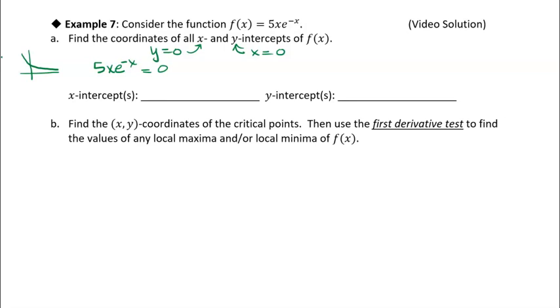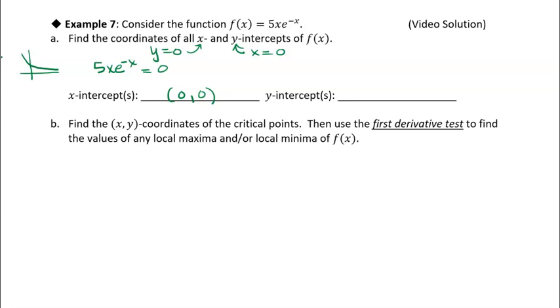So the only factor that could cause this to be 0 is the 5x. This whole thing is 0 when 5x is 0, which means that x has to be 0. So the x-intercept is (0, 0).